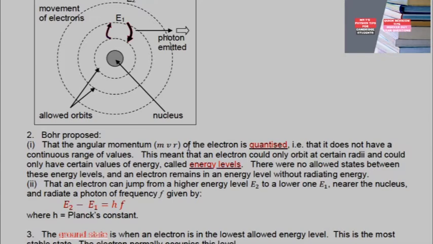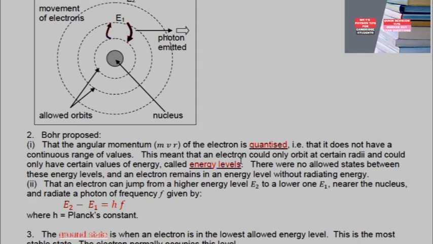The angular momentum, that is mvr, of the electron is quantized, i.e. it does not have a continuous range of values. Only single values are allowed, that is these E2, E1, E0 and so forth. In between is not allowed. This is a forbidden transition. So only allowed transitions give rise to these releases of photons. That's what we mean when we say that the angular momentum of the electron is quantized.